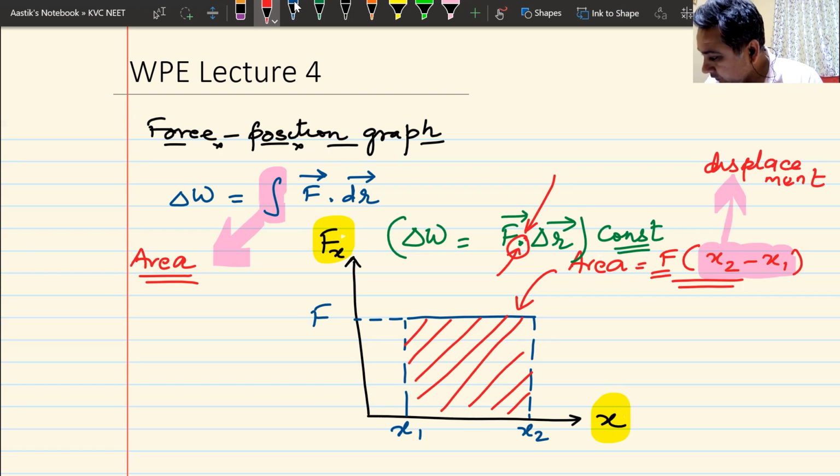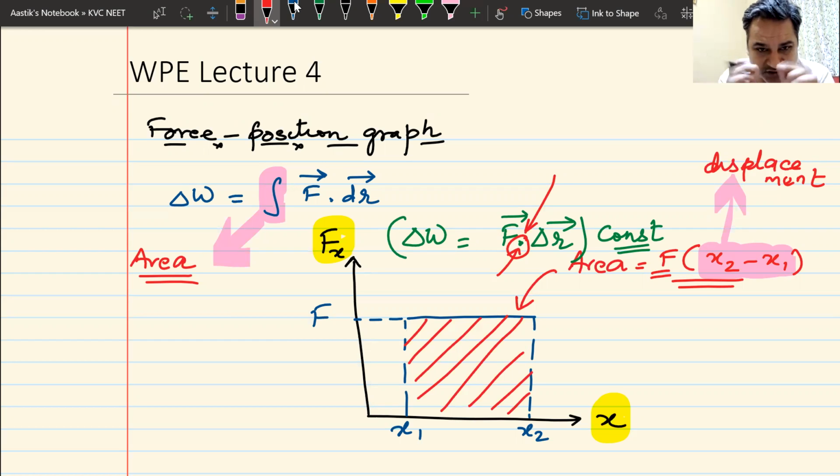Now, how do we understand from the graph whether the work done is positive? Because there is no dot product here. I don't see a dot product, I just see a graph. Graph has got nothing to do with a dot product. So my question here is, how do I understand whether the work done is positive or negative? Can anyone tell me?